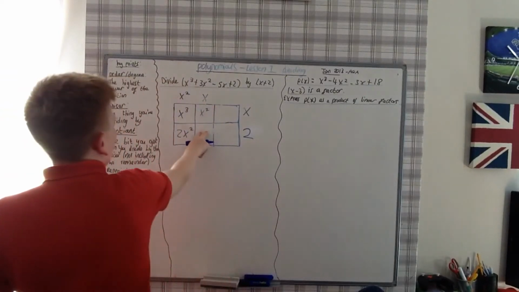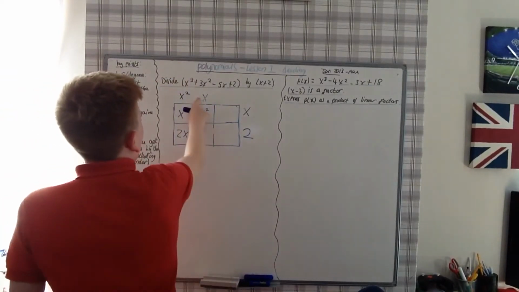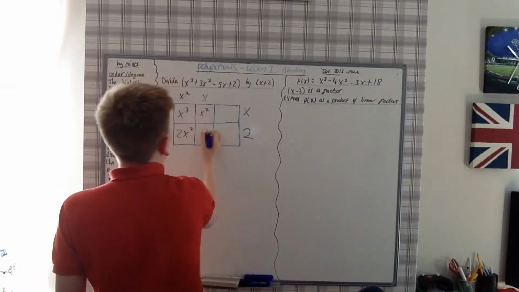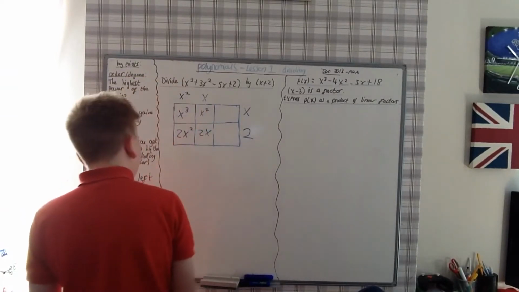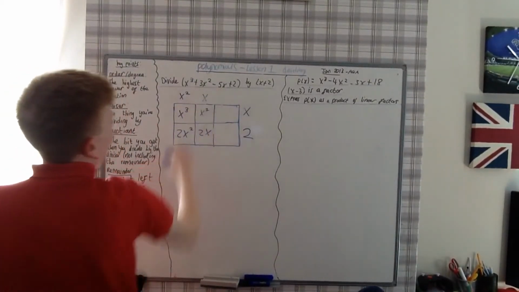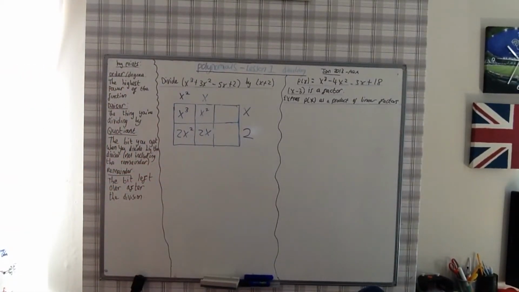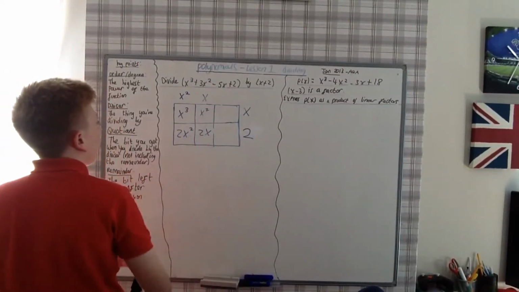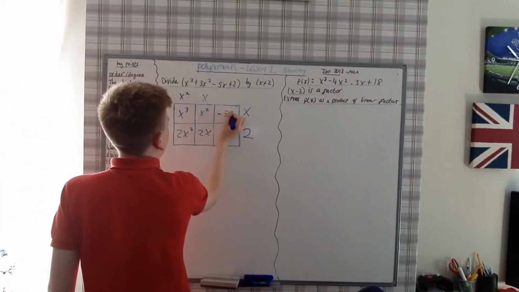Once again repeating what we did here, x multiplied by 2 gives us what's in this quadrant. 2 multiplied by x is 2x. And again we look back at the question. Here we have minus 5x, but here we have 2x. So how do we get to minus 5x from 2x? We minus 7x.